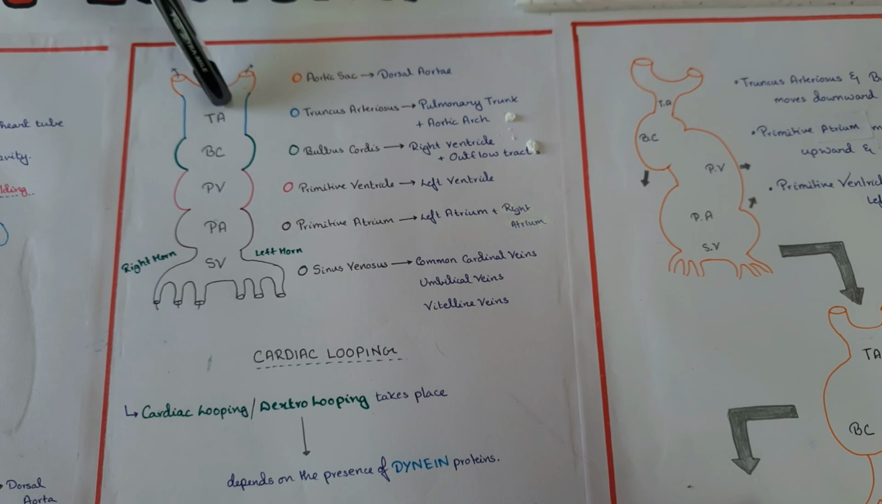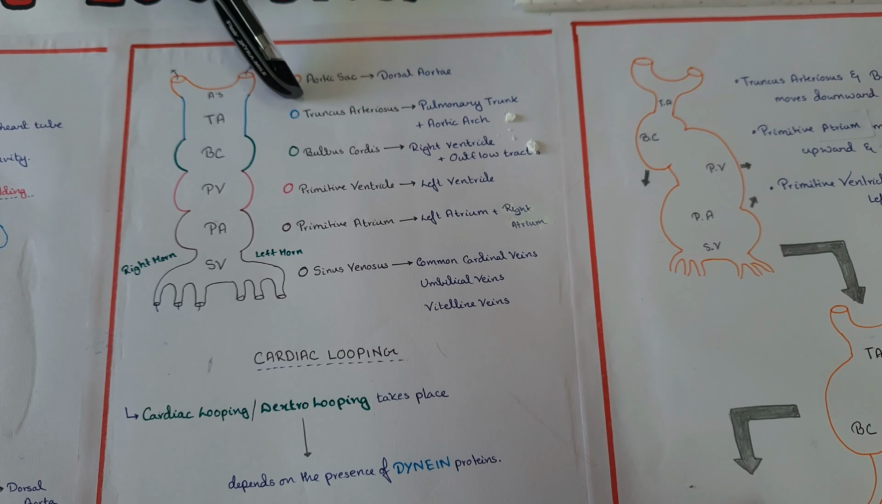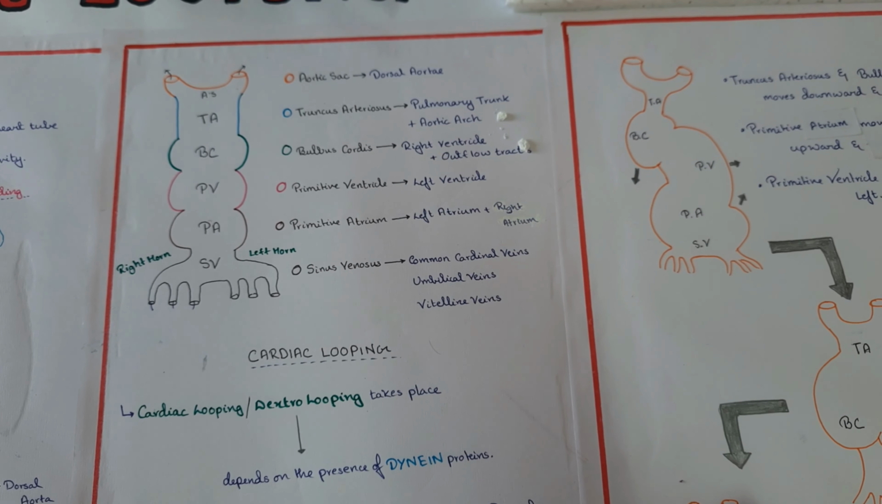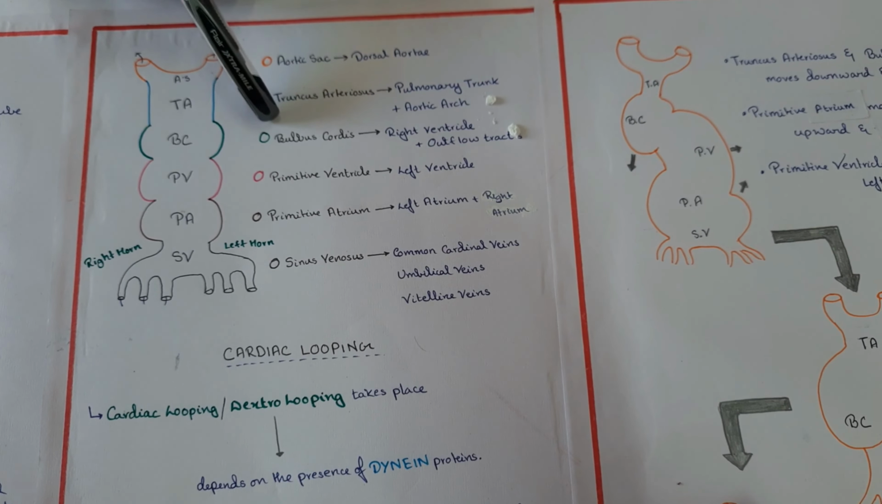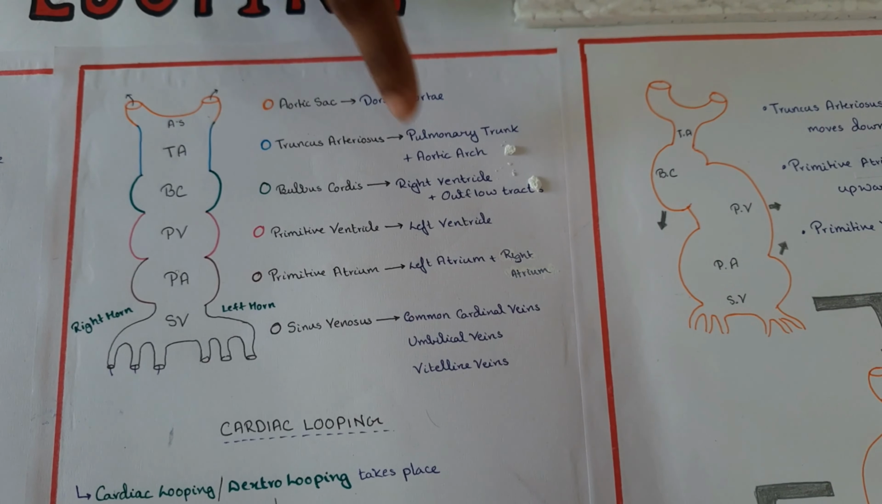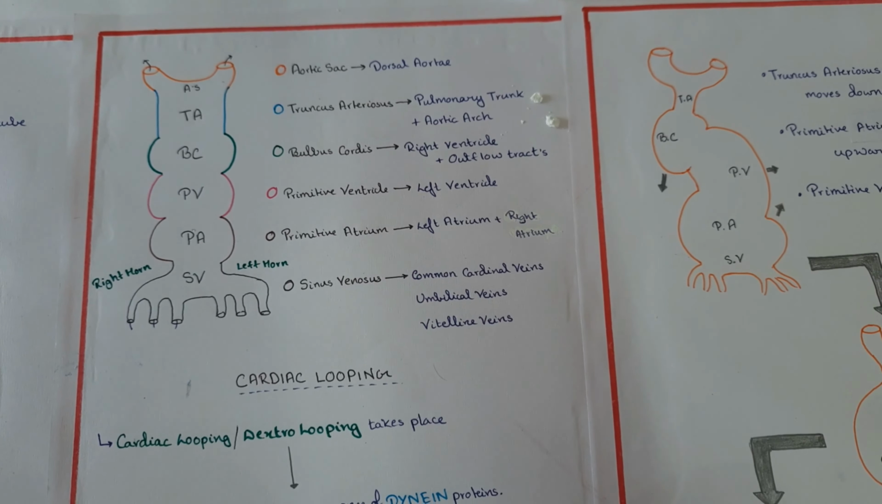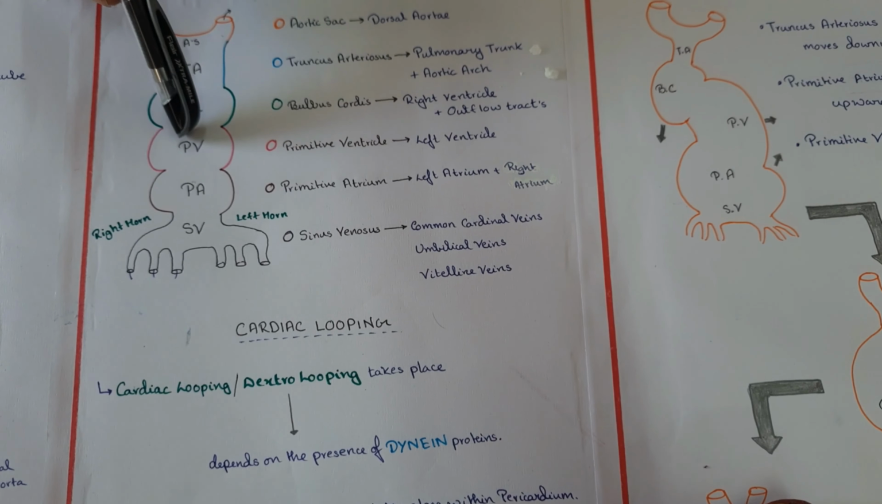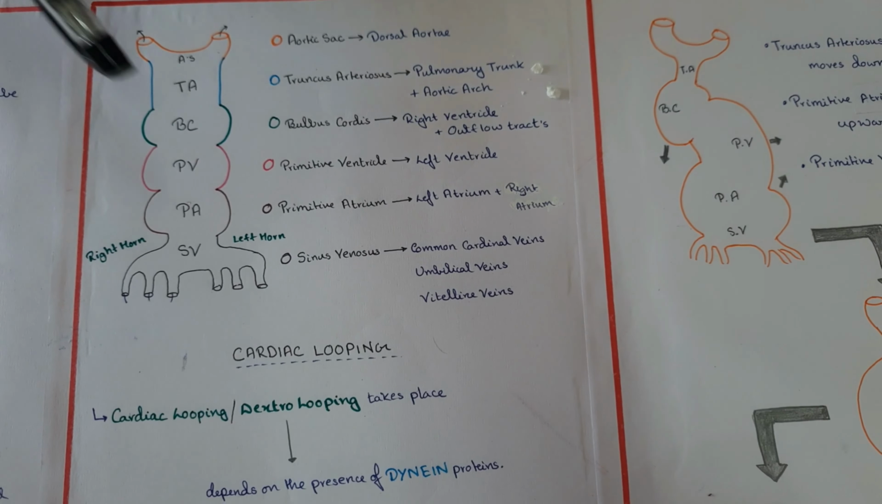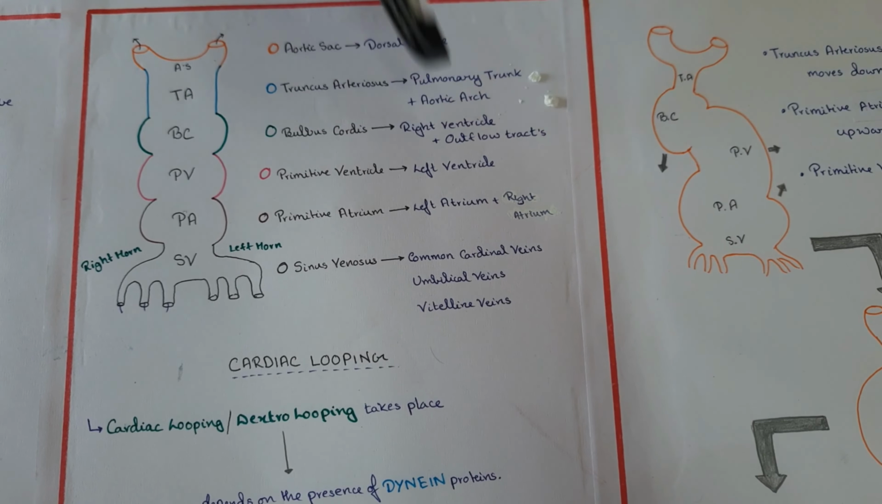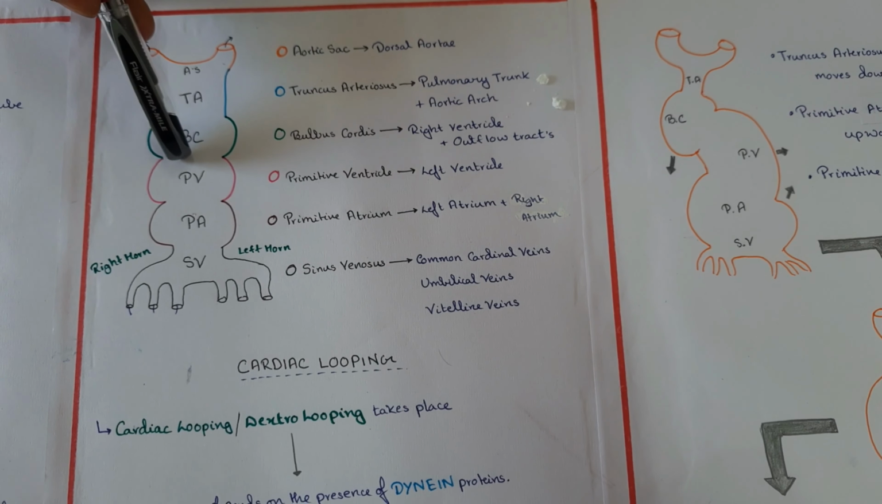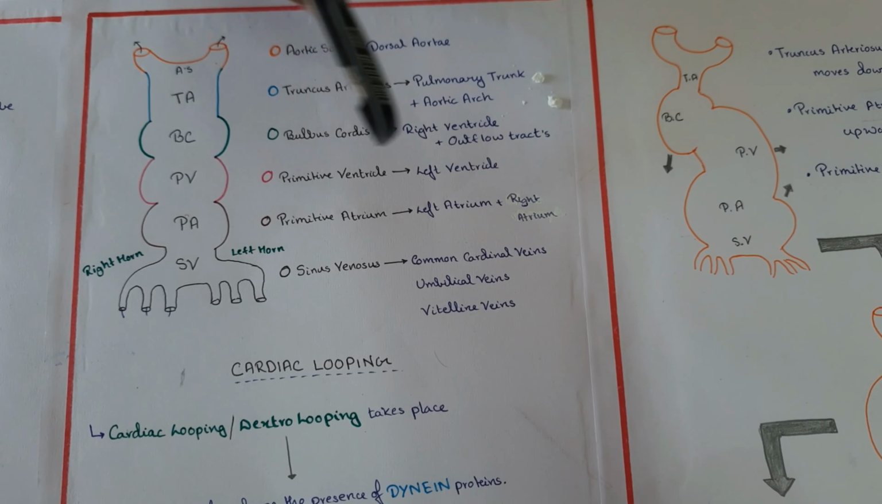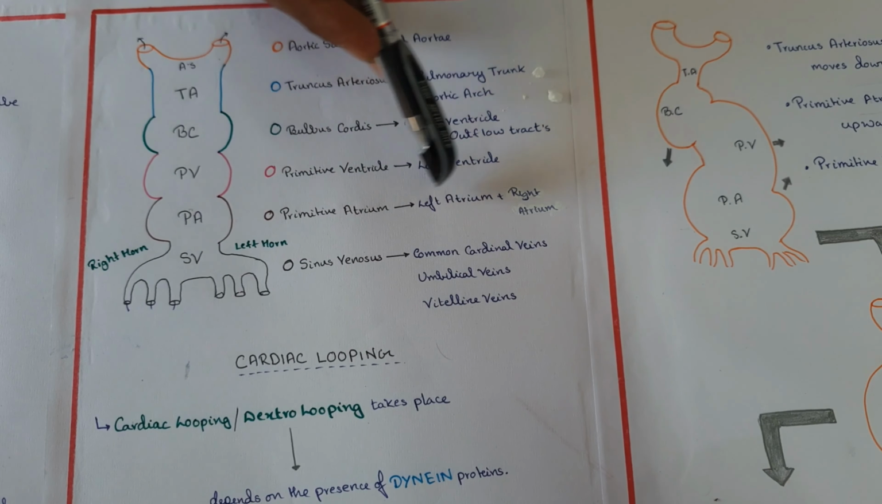Then we have the truncus arteriosus. Truncus arteriosus forms the pulmonary trunk and the aortic arch. The bulbus cordis will form the right ventricle along with the outflow tracts. And the primitive ventricle, as the name implies. We saw that bulbus cordis forms the right ventricle. So what is left? The left ventricle. So the primary ventricle will form the left ventricle. The primitive atrium will form both the right and left atrium.